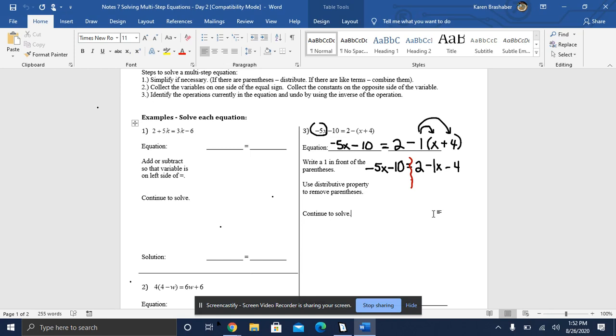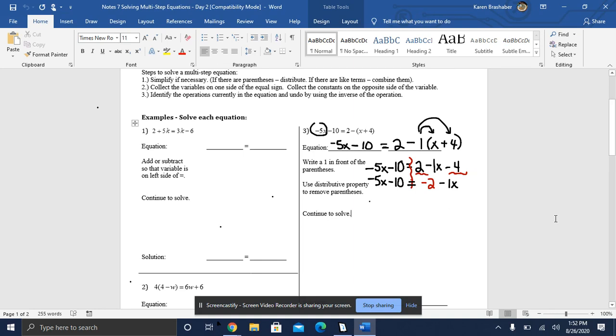On the left side of the equal sign, we do not have any like terms, so we'll just continue to write that. On the right-hand side of the equal sign, though, we do have terms that do not have x's in them, the 2 and the negative 4, that need to be combined. So the 2 and the negative 4 would add up to negative 2. And then we will bring down the minus 1x. So once again, we've created an equation that has variables on both sides of the equal sign.